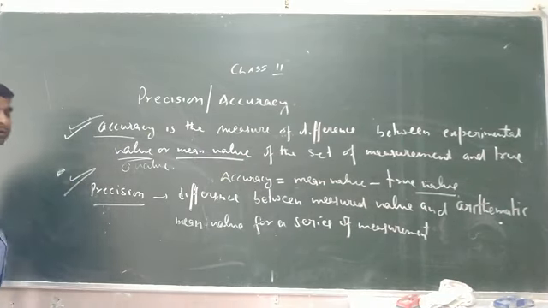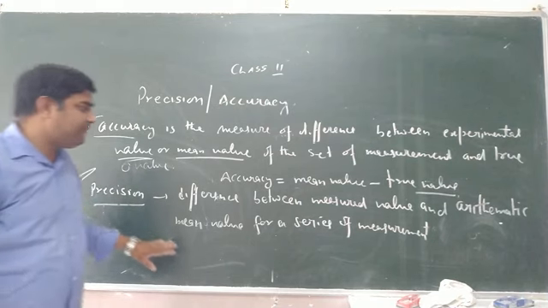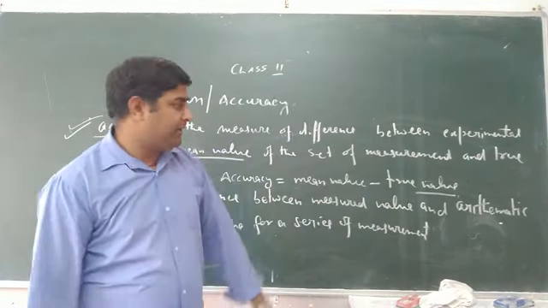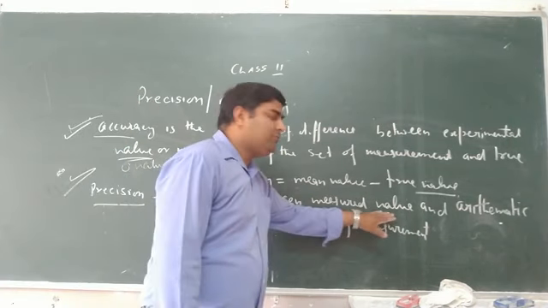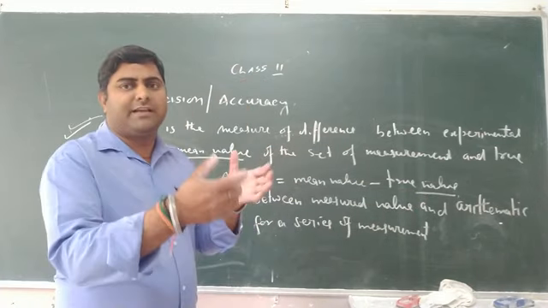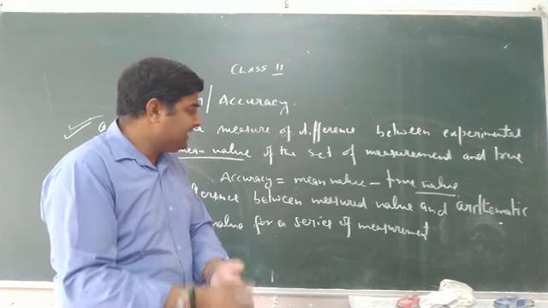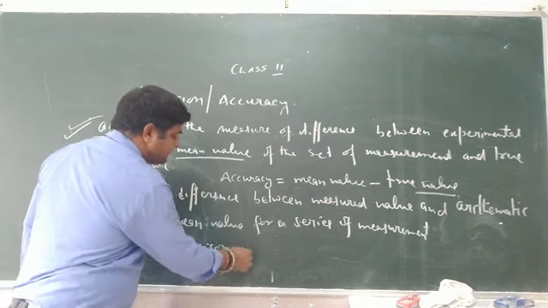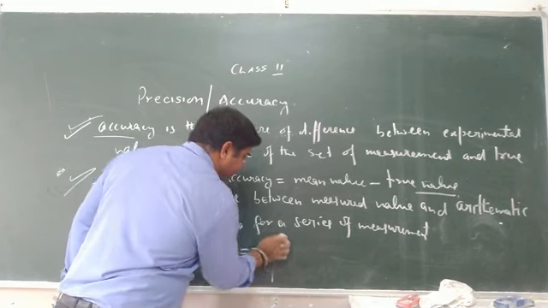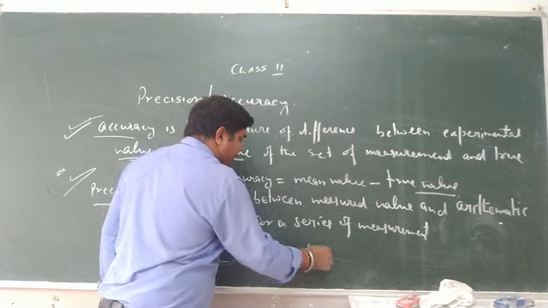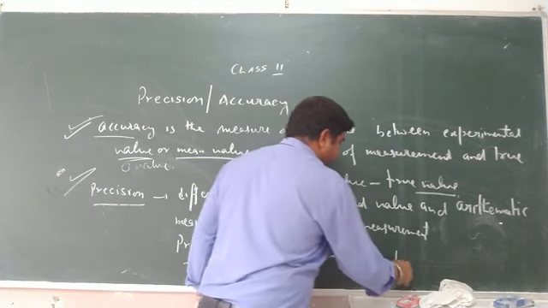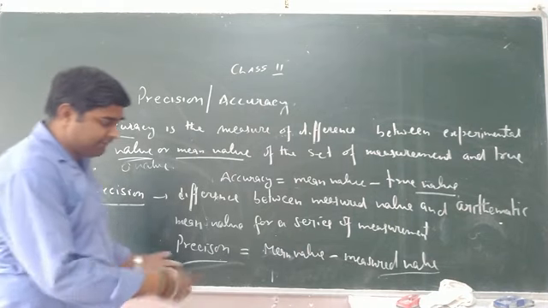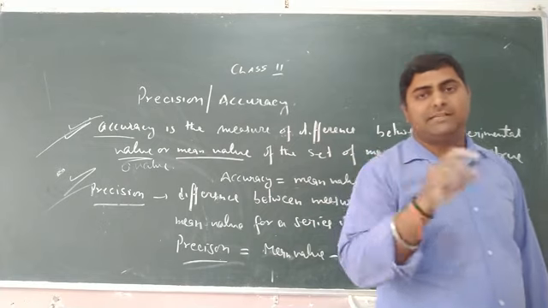On the other hand, we have written here precision. Precision is simply defined as the difference between the measured value and the mean value. Keep in mind here we are talking about measured value and arithmetic mean. First we calculate the mean of all the measurements and then we subtract the given value from it. So precision is equal to mean value minus measured value of a given quantity. So that is the difference or the definition of accuracy and precision.